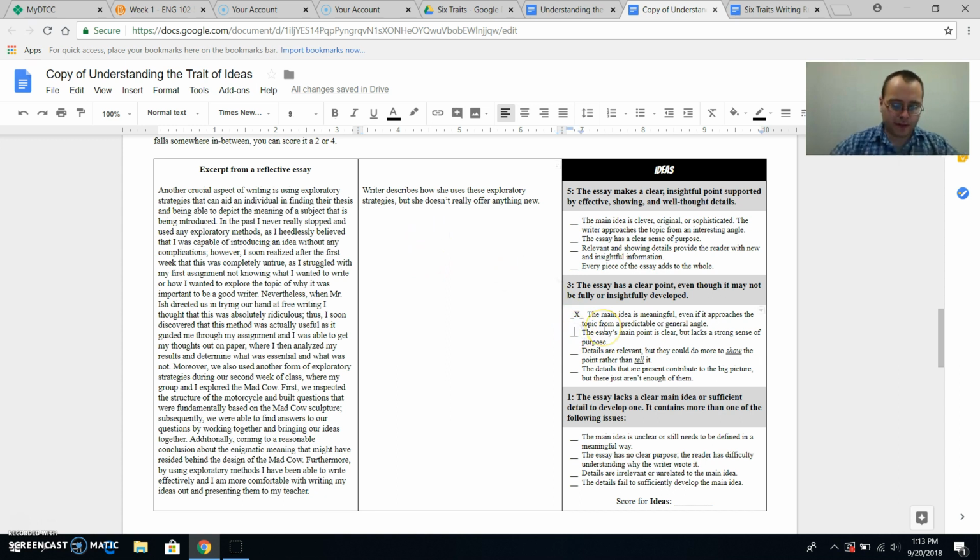I'm also going to mark right here, the essay's main point is clear, but lacks a strong sense of purpose. And the reason I'm marking that one is because I'm not really feeling like the author has anything they want me to do with this info. So she's got a point that she's making, but not exactly a purpose. So that's what separates, for example, this mark from this one right here. Okay, she's reflecting, but I don't really know why.